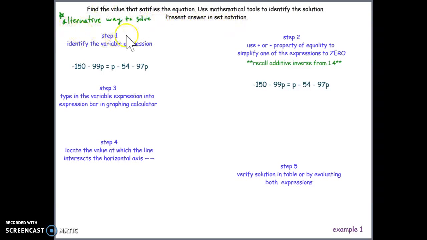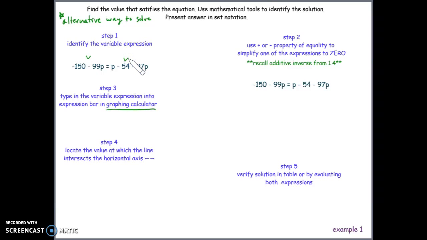So this is an alternative way to solve that's different than the way we learned in lesson 2.5. This is a way that involves using mathematical tools, specifically the graphing calculator. So our first step is to identify the variable expression. And so we have an equation that has a variable expression on both sides.